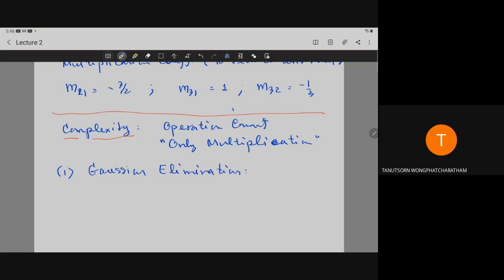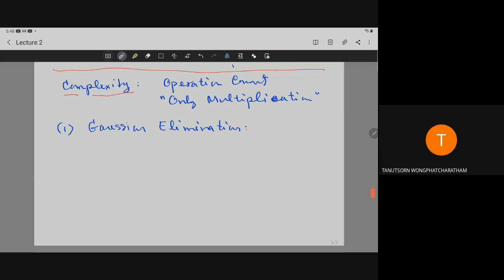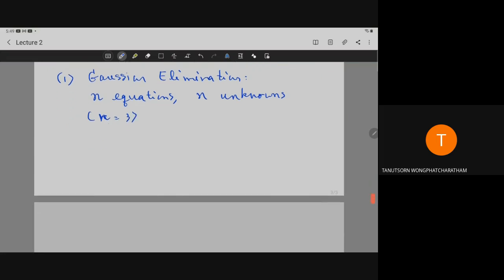Okay, so for this part, what do we do? Well, we are given n equations and n unknowns from the previous examples. In particular, from our example, n is equal to 3. So what's the number of multiplications that we do?